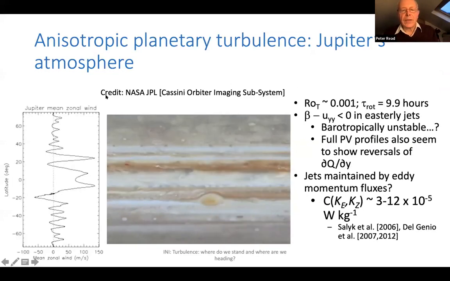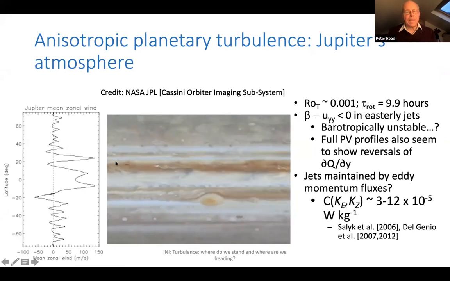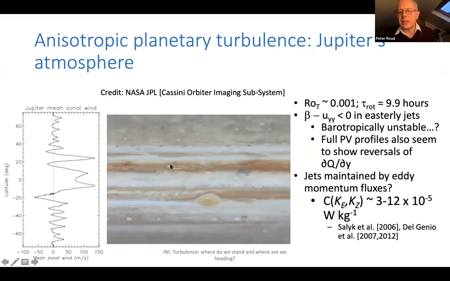So the particular peculiarity of Jupiter and Saturn is the flow that is extremely anisotropic. We see the clouds are organized into zonal bands, and the bands are essentially organized by this pattern of eastward and westward zonal jets. This shows the velocity as a function of latitude from tracking various cloud features. And we see these jets have all sorts of interesting properties.